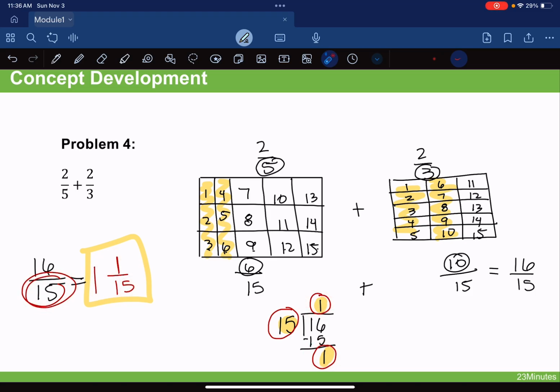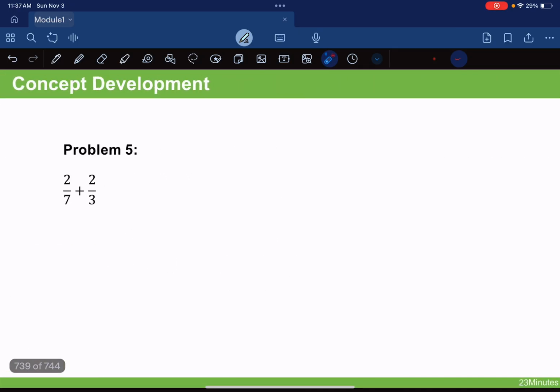So we would say this as 1 and 1/15. All right, one more example. Sometimes your denominators are going to be a little bit big. So make sure, that's why I said, make sure you're making your models kind of big.